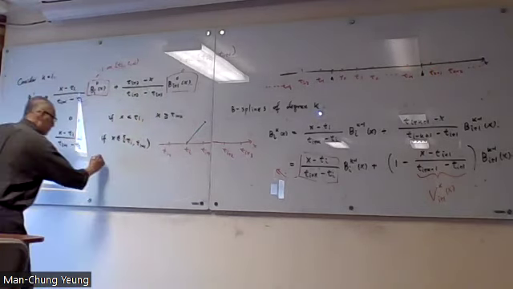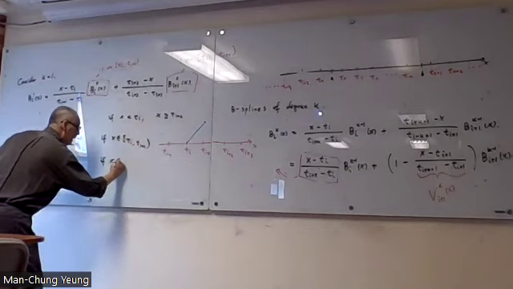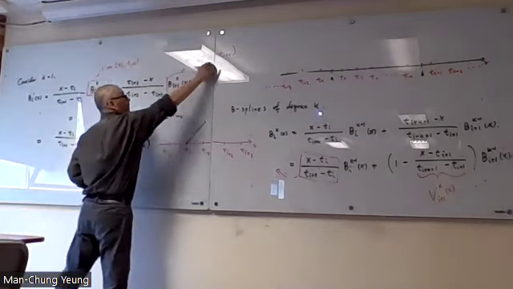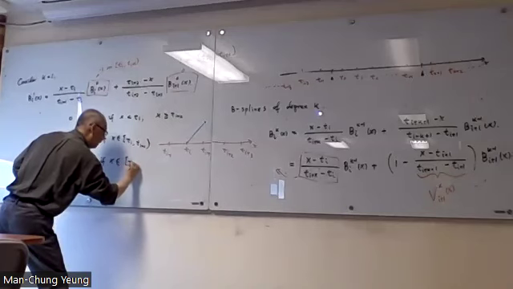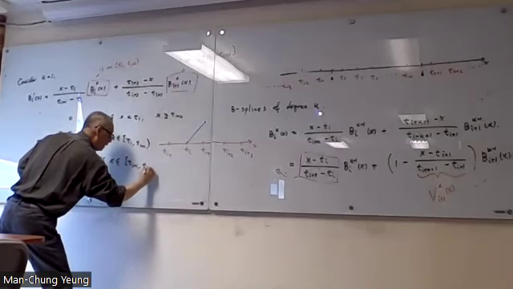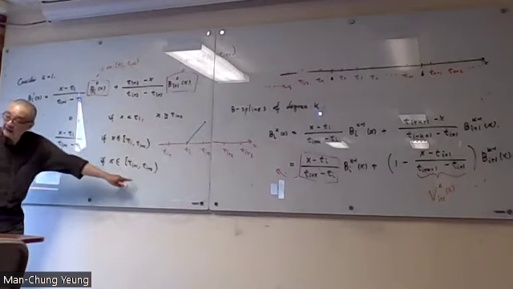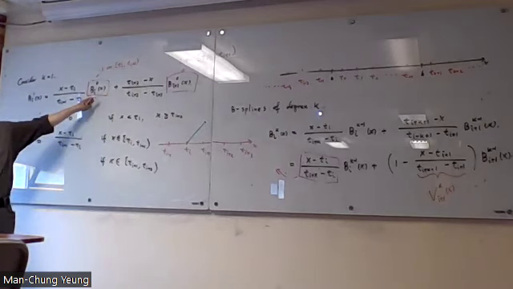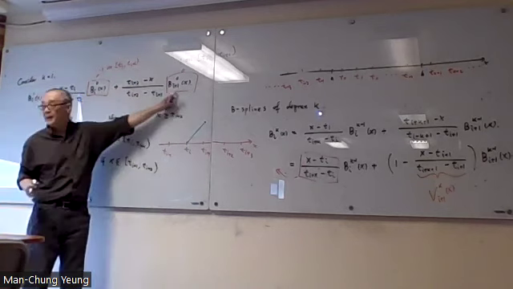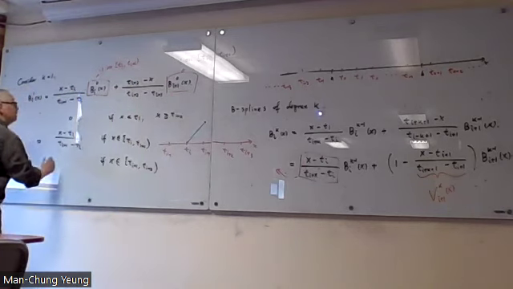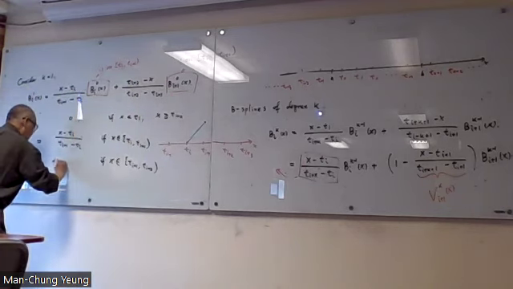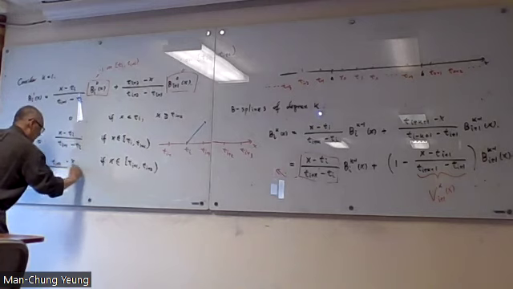Now if x is in this interval, this b is 0, and this b is 1. So we get t_{i+2} minus x.